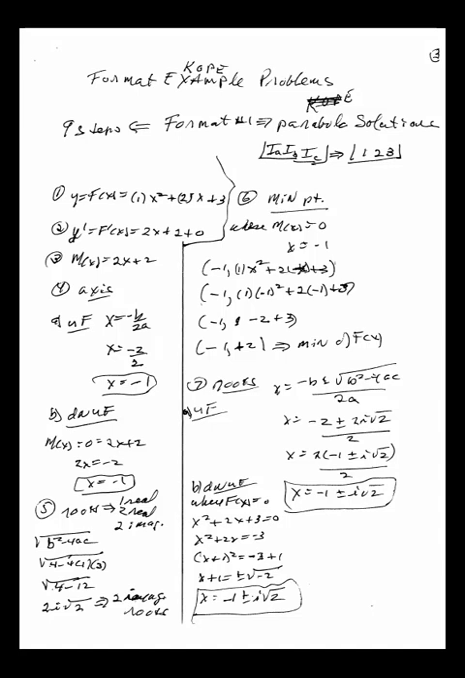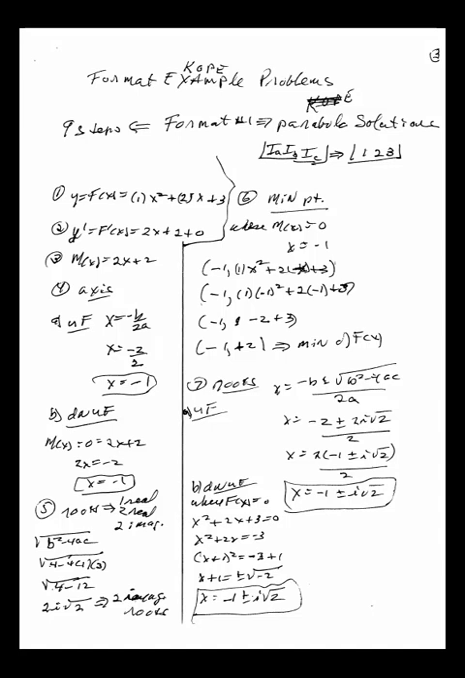Number 2 is y prime. That's the tangent line, the slopes, the change in y. Y prime equals f prime of x, both meaning change, which is equal to 2x plus 2. The change in 3, for example, is the line y equals 3. There's no change in y. Number 3 is another name for y prime, which is m of x, 2x plus 2.